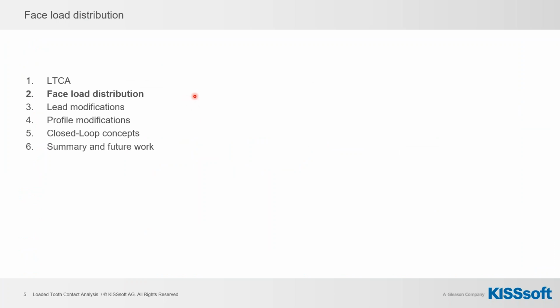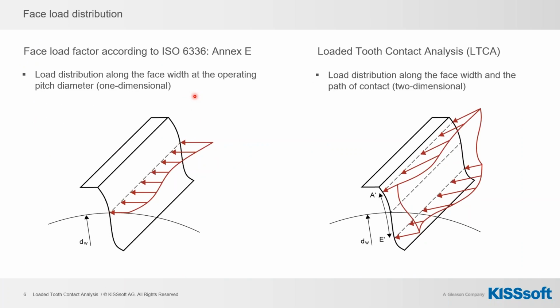So, face load distribution. Some of you are probably aware that the ISO standard 6336, in particular Annex E, has a method to calculate the face load factor, basically the face load distribution at the pitch circle. And this has a link to the strength calculation. So if we optimize that based on the ISO standard, then we also see an effect on the safety factors in our results. However, this calculation is fast, it's a standard, but it's only calculated on the operating pitch circle.